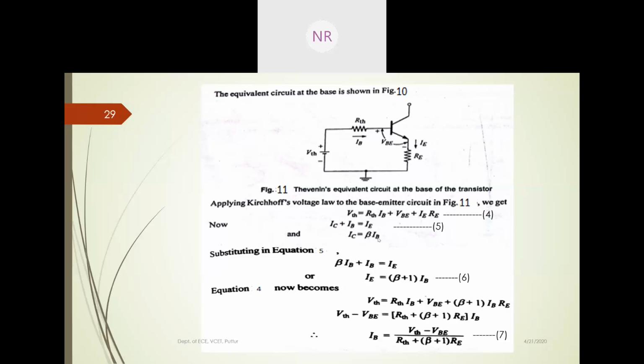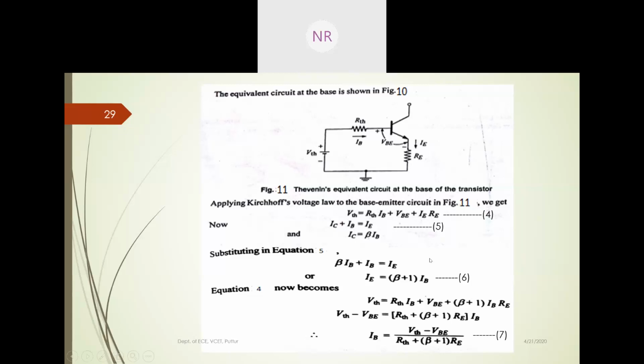So the first one is IC equals beta into IB. Then IB, how are you going to calculate IB? In order to calculate IC, I need to know what IB is. How to calculate it? That is using this formula: VTH minus VBE, where VTH is nothing but your base voltage VBB, divided by RB plus beta plus 1 into RE. Okay, so this is a formula you need to remember.